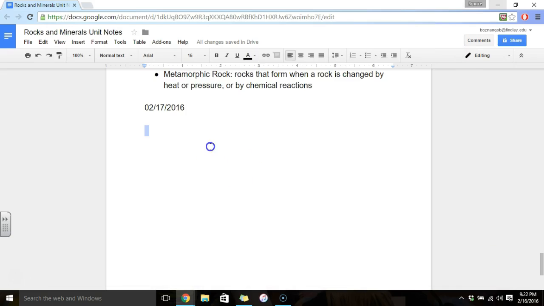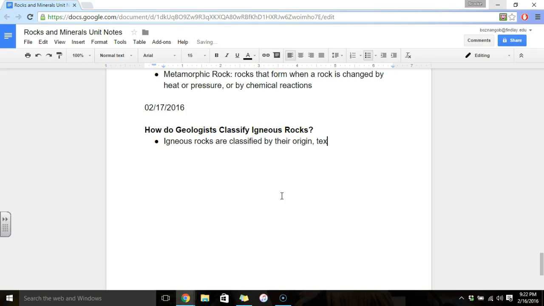So already I have my notes set up, I have the new date in here, so already I'm going to put in how do geologists classify igneous rocks? And then I'm going to answer that and say that igneous rocks are classified by, ooh, that was not proper spelling, classified by their origin, texture, and mineral composition. Just so I remember that this is how I classify igneous rocks, with these 3 things.